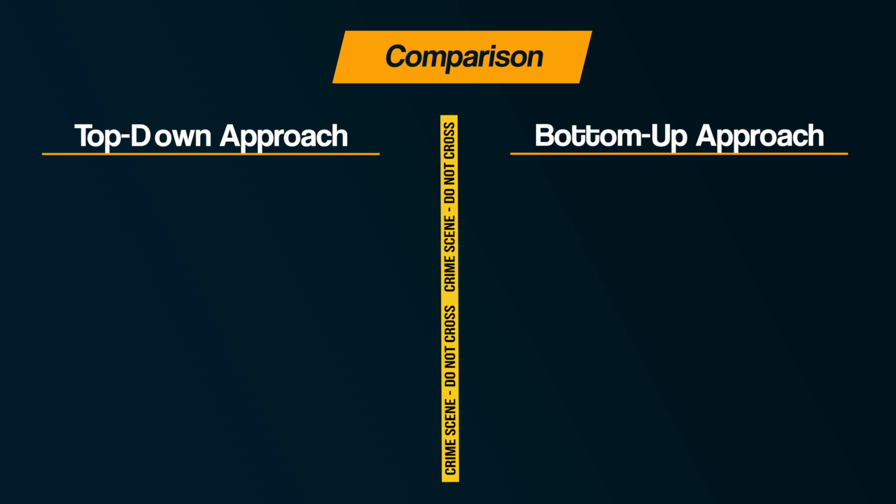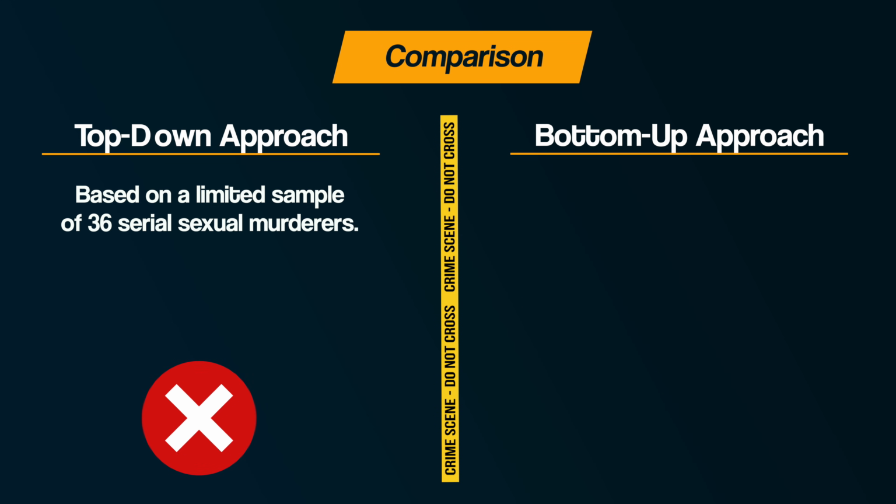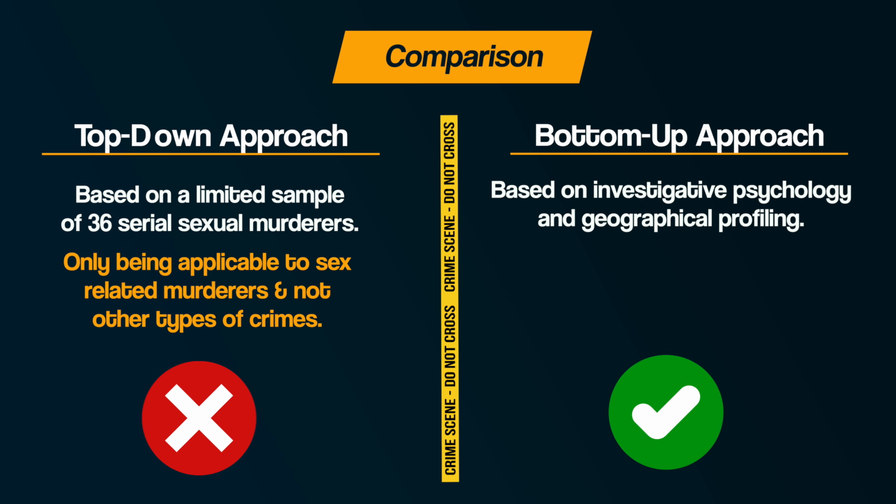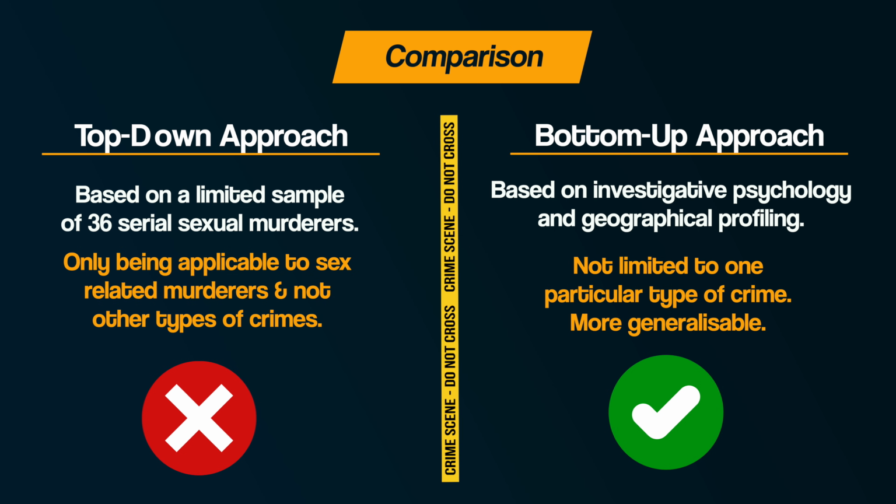Secondly, the top-down approach is based on a limited sample of 36 serial sexual murderers, which, as we mentioned earlier, is a rather limited sample to generalise to, resulting in it only being applicable to sex-related murderers and not other types of criminals. In contrast, the bottom-up approach, with its investigative psychology and geographical profiling, is not limited to one particular type of crime, and therefore it could be argued is more effective in aiding the police in identifying offenders.